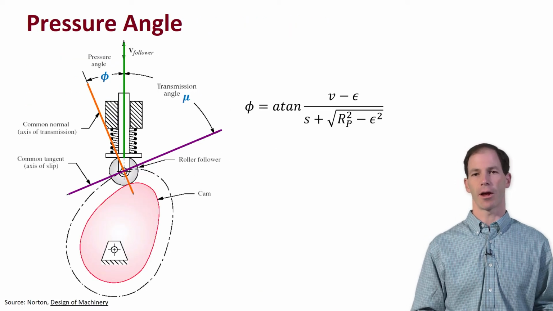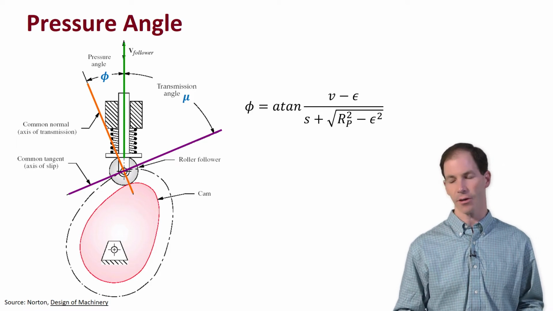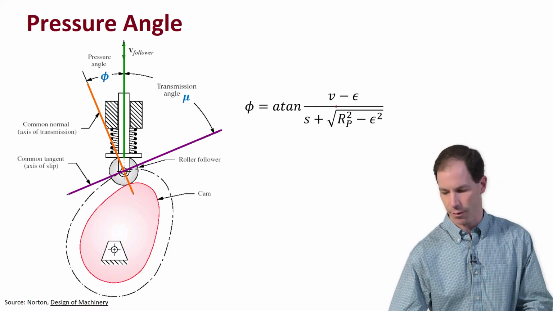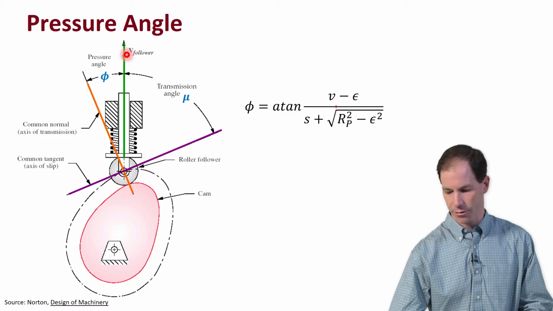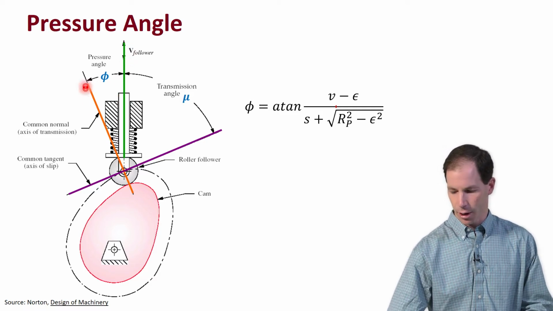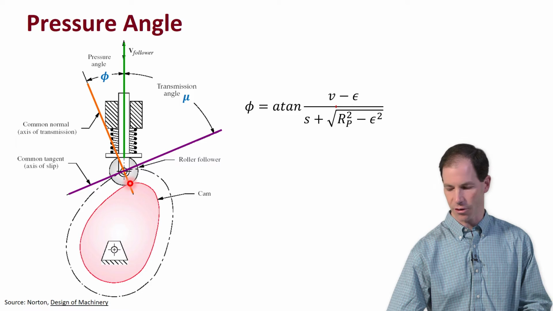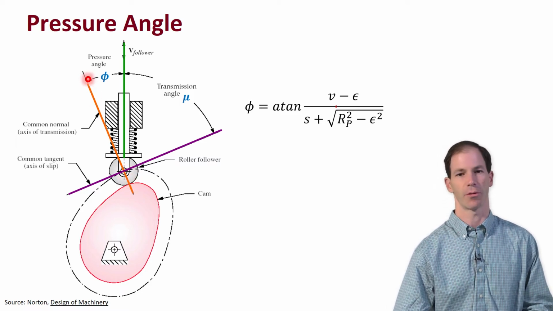So first of all, pressure angle. Pressure angle here is the difference in angle between the axis of motion of the follower, so that is the green line here, and we are comparing that to a common normal here, or the axis of transmission. We look at the intersection between the roller follower and the cam joint, and then this defines our axis of transmission.